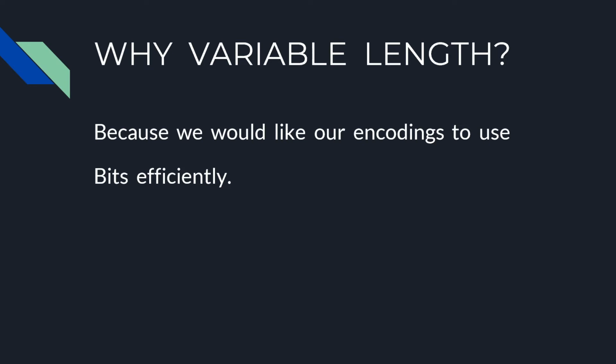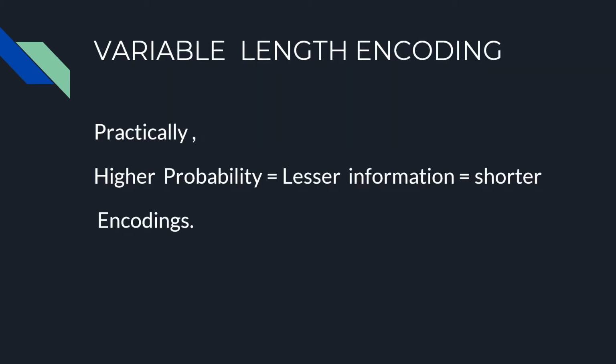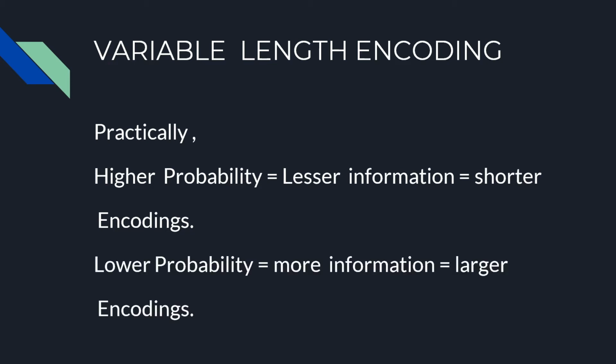Ideally, we would like the expected length of encoding for xi to match the entropy value H of X, which is expected information content. We know that if xi has a higher probability, that is, a smaller information content, we would like to use shorter encodings. In practical terms, the symbols having higher probability will have less information and shorter encodings. The symbols having lower probability will have more information and larger encodings.